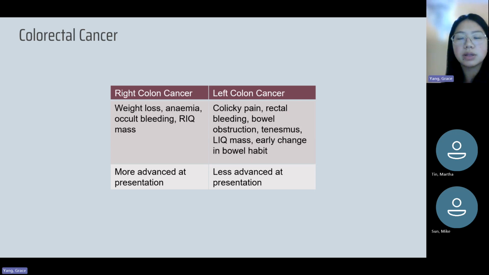I think colicky pain basically means when you eat, you get pain. Bowel obstruction, tenesmus. Tenesmus is the feeling like you think you've finished pooing, but you feel like there's still more left. And a mass on the left side, early changes in bowel habit, and it's usually less advanced at presentation.